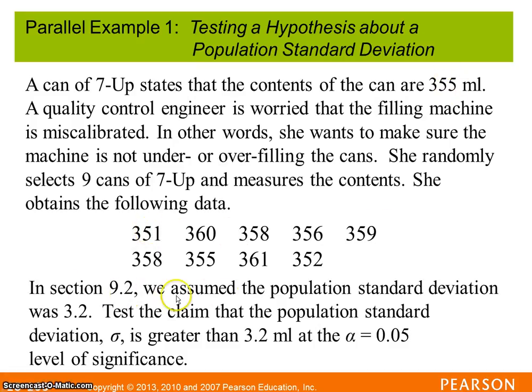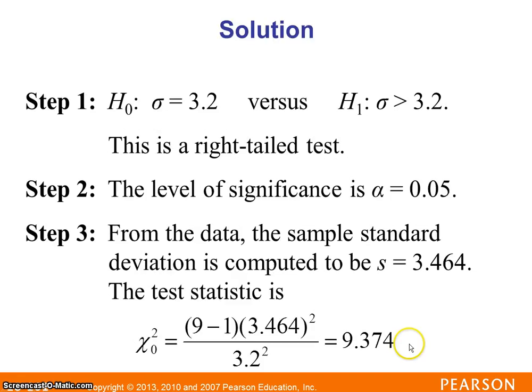So in section 9.2, we assumed that the population standard deviation was 3.2. We want to test the claim that the population standard deviation is greater than 3.2 at this level of significance. So again, set up your null and alternative hypotheses. This will be a right-tailed test. Here's your level of significance. From the data, we can compute the test statistic, which is given by this. So you have 9.374. And then again, we can either use the classical or the p-value approach.